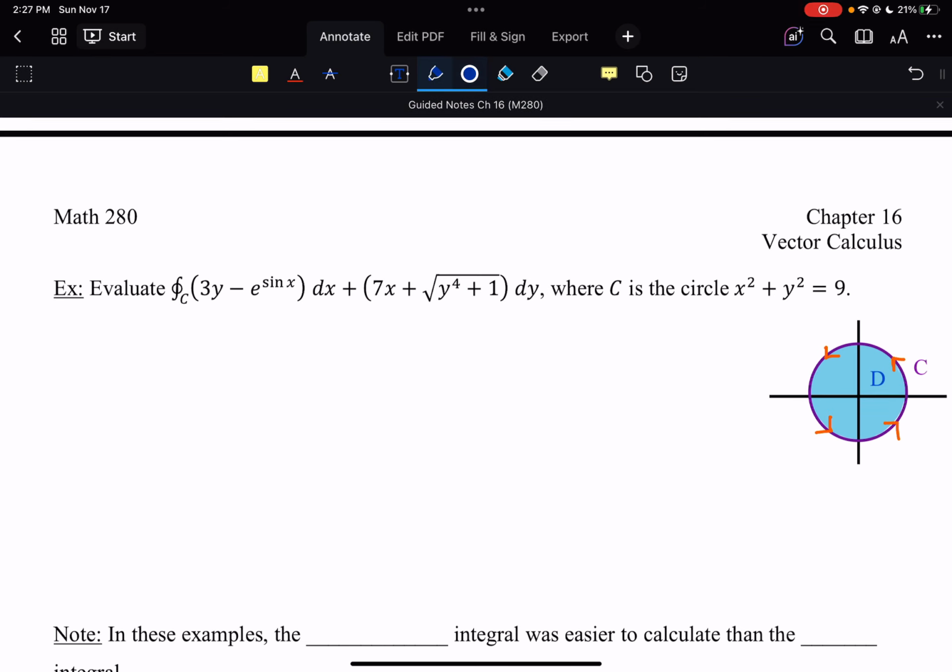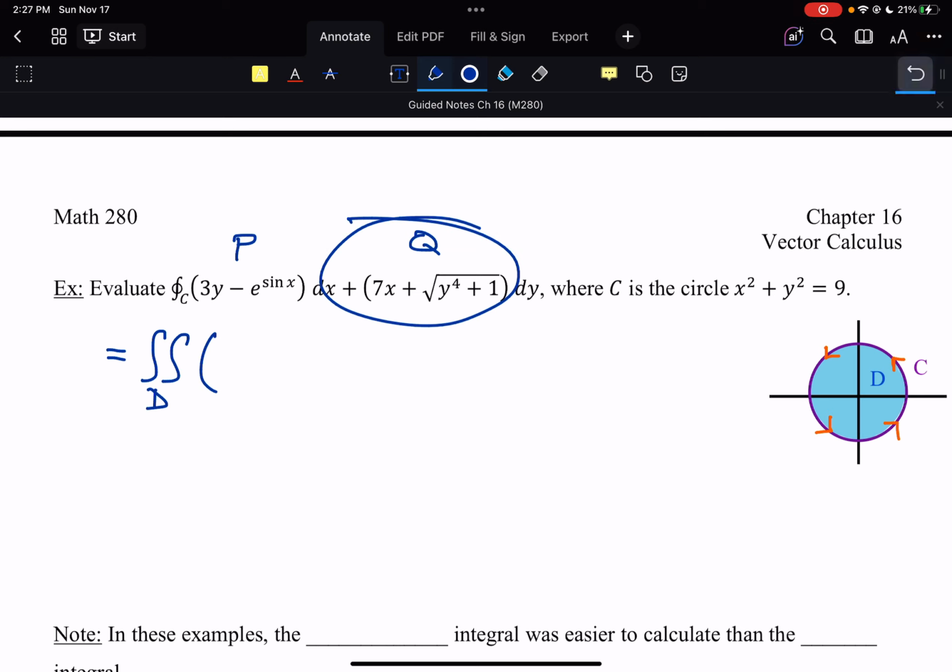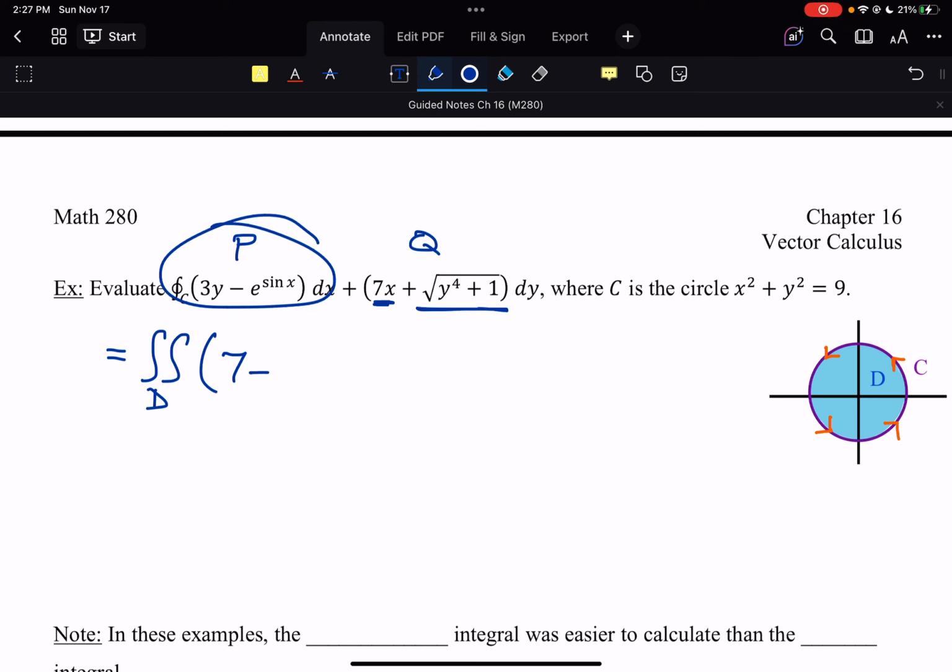In terms of the evaluation of the integral, this is P, this is Q. So we're going to get the double integral over D of the partial derivative of Q with respect to x, which is going to be 7 and nothing. So 7 minus partial P with respect to y, which is 3 and nothing, right? So 7 minus 3 dA.